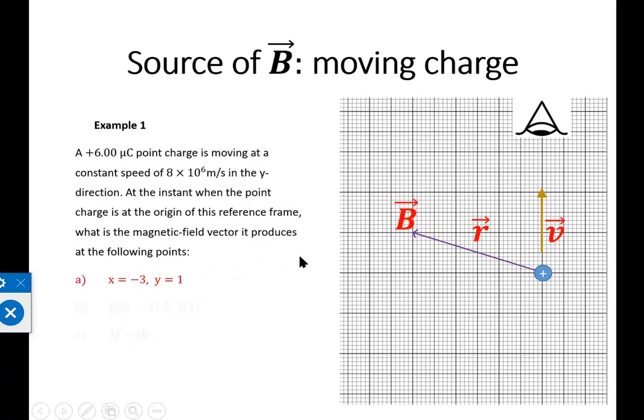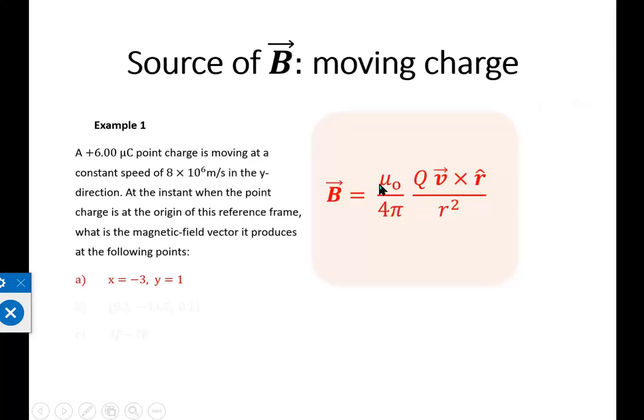Now, the first advice that I will give you is to picture the position of the charge, its direction, and then the point where you want to calculate the magnetic field. So here we are. The particle is moving in this direction upwards, and it is moving with this velocity. The vector distance or the displacement distance will be from the charge to the point. We can calculate the unit vector and then do the calculation.